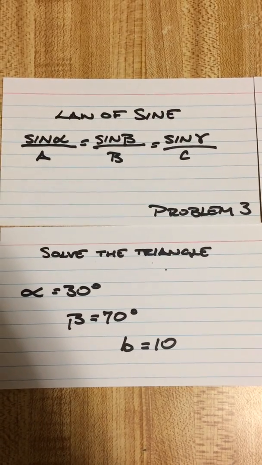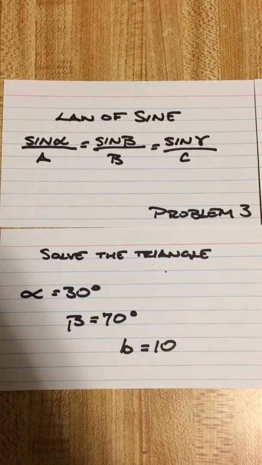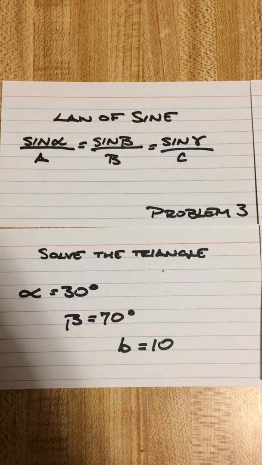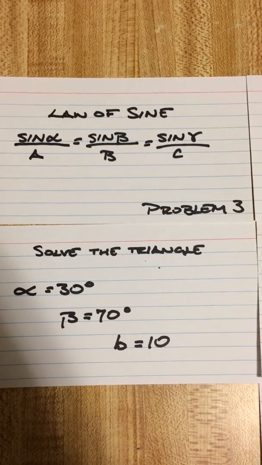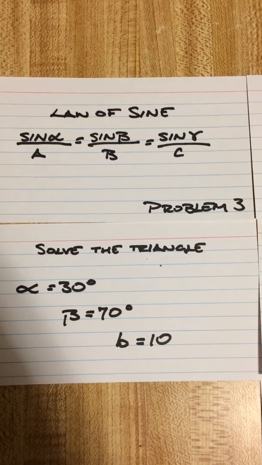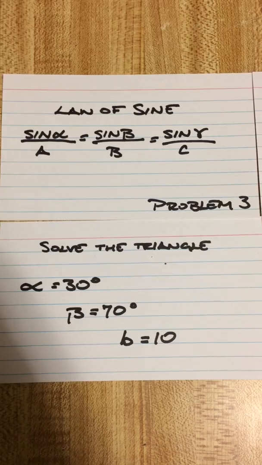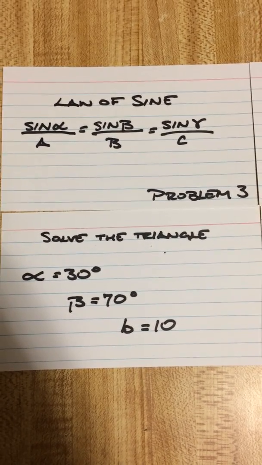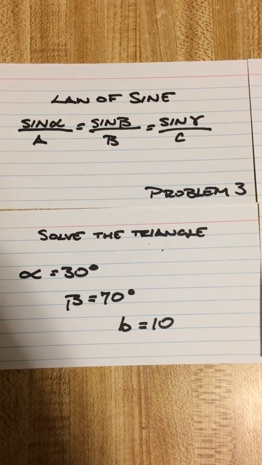And what we're going to use is what is known as the law of sines, where sine alpha over A equals sine beta over B, and either of those will equal sine gamma over C. In order for the law of sines to work, we need to have the corresponding angle with the corresponding side. And in this example we do: we have the angle beta at 70 degrees and side B at 10.